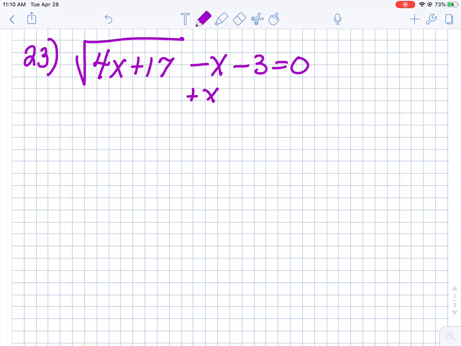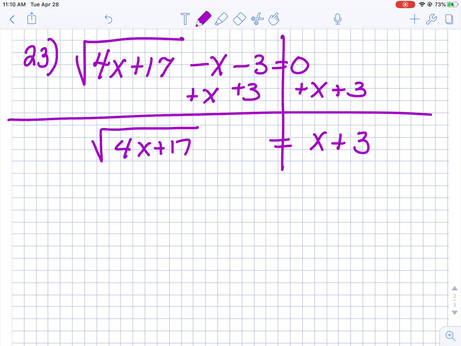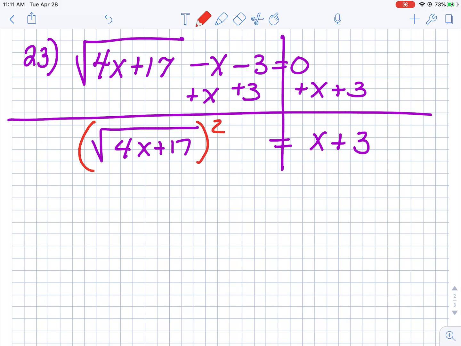So I'm going to add x to both sides, and I'm going to add 3 to both sides, getting the square root by itself. So now I have the square root of 4x + 17 equals x + 3. That's going to make things a little easier now. Okay, so now I can square both sides. Again, be careful here. There's a lot of places to make mistakes. Square rooting a square undoes it.